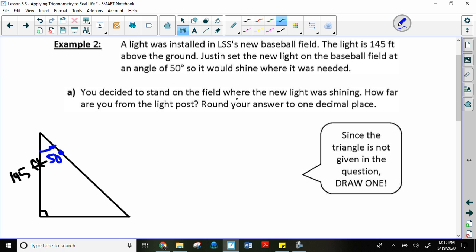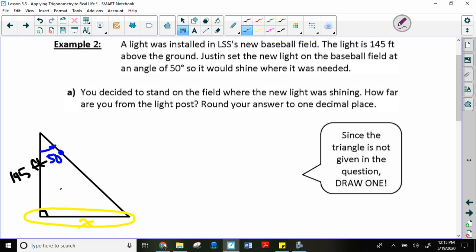You decide to stand on the field where the new light is shining. Well, the light is shining all the way down here. How far are you from the light post? Okay, we want to find this side. How far is this from the light post? Since the triangle is not given, draw one in the question. Yep, we did that. So, figure out given angle.